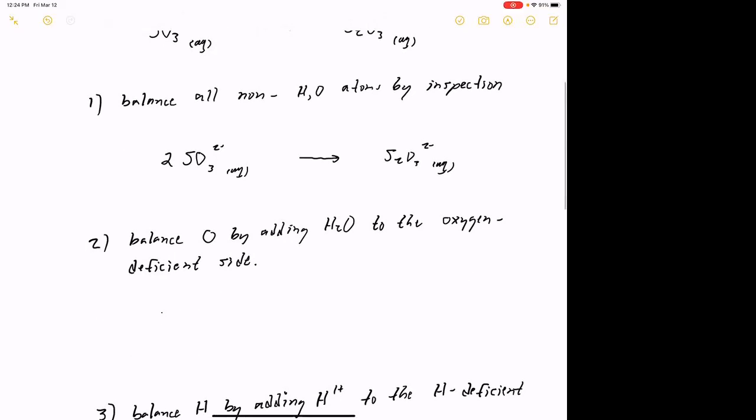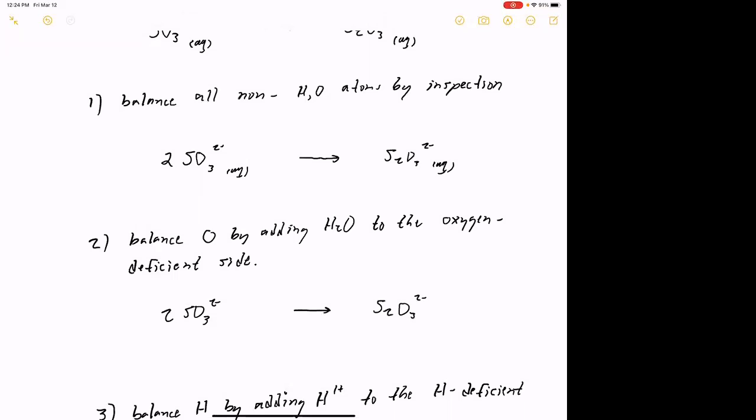So let's write what we got now. 2SO3 2 minus. I'm just going to start leaving those AQs out because lots of stuff's going to start to happen here. S2O3 2 minus. Okay, sulfurs are okay, but now we got to take care of the oxygens. All right, so what you're going to notice is I've got 2 times 3 or 6 oxygens on the left, but I only got 3 oxygens on the right. Okay, so I'm oxygen deficient on the right-hand side.